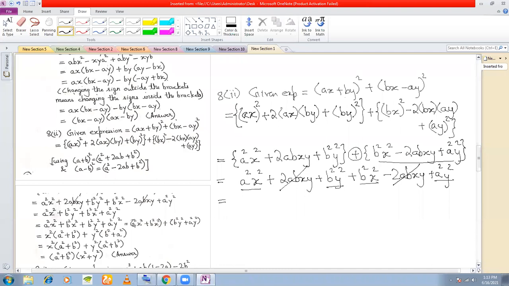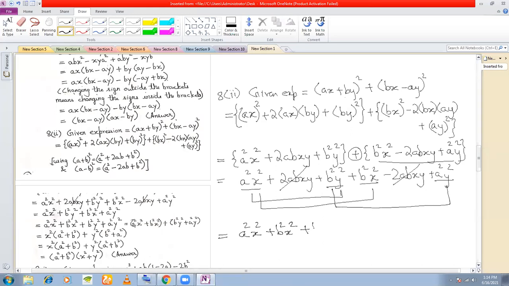So now which ones to group together? You check these two. Anything in common between these two? Nothing is common. So therefore, we don't group these two together. Then we try these two. Is anything common between these two? Yes, x square is common between these two. So therefore, I will group these two together. So you have a square x square plus b square x square, right? And what is left? B square y square and a square y square. Let's group these two together. Plus b square y square plus a square y square.